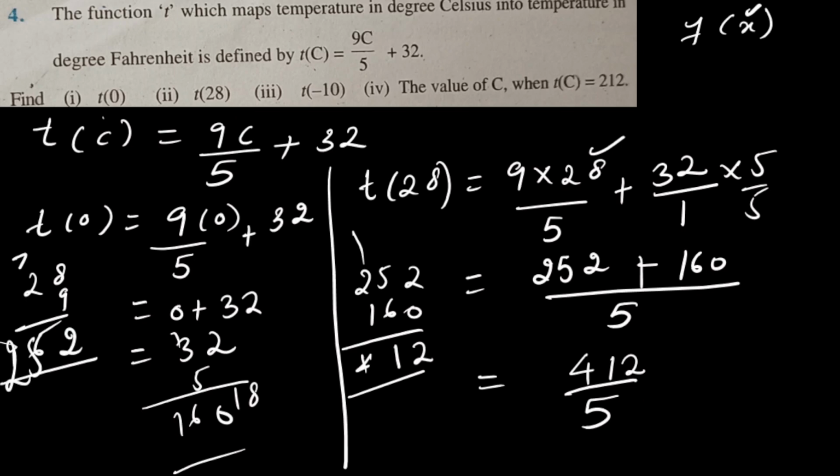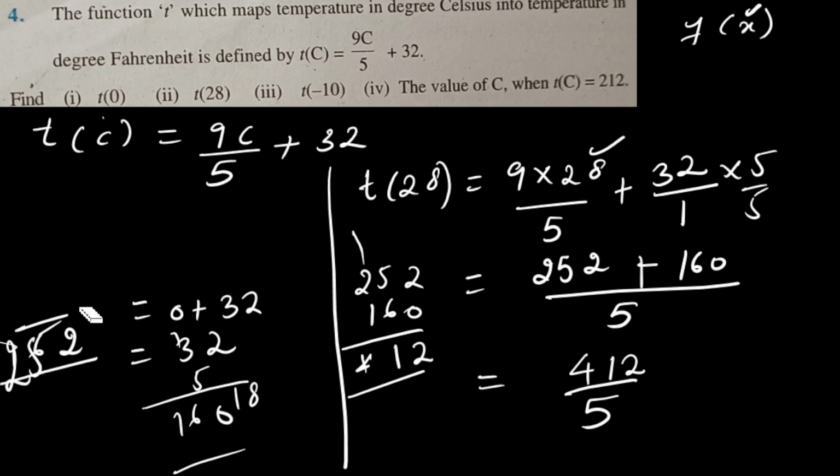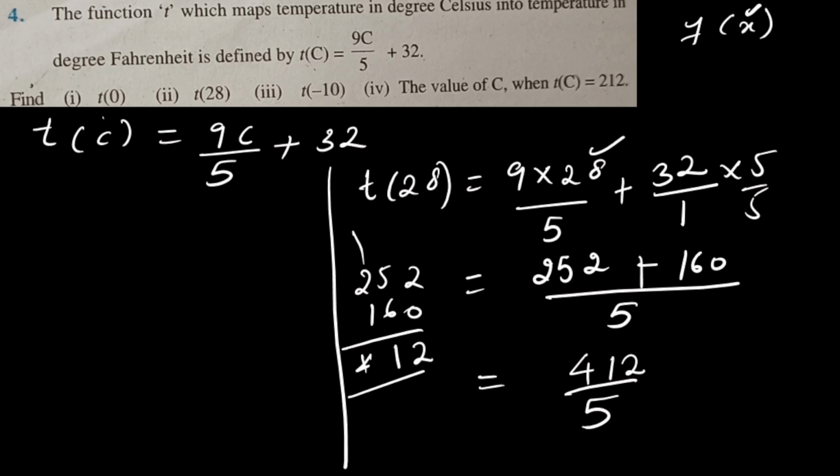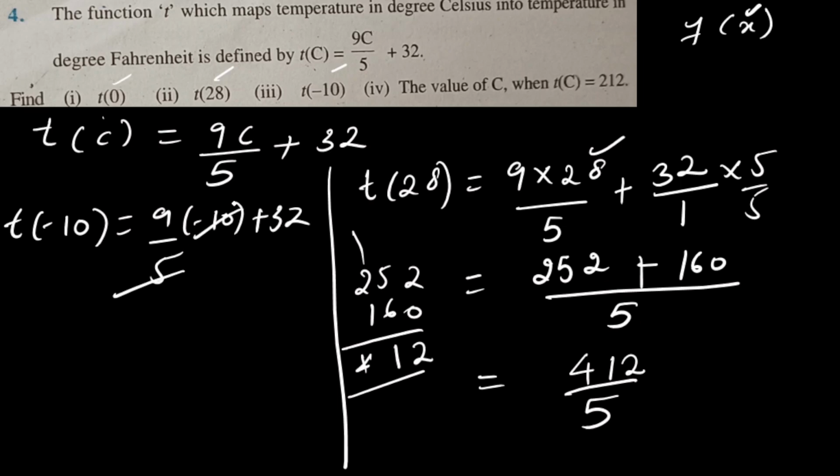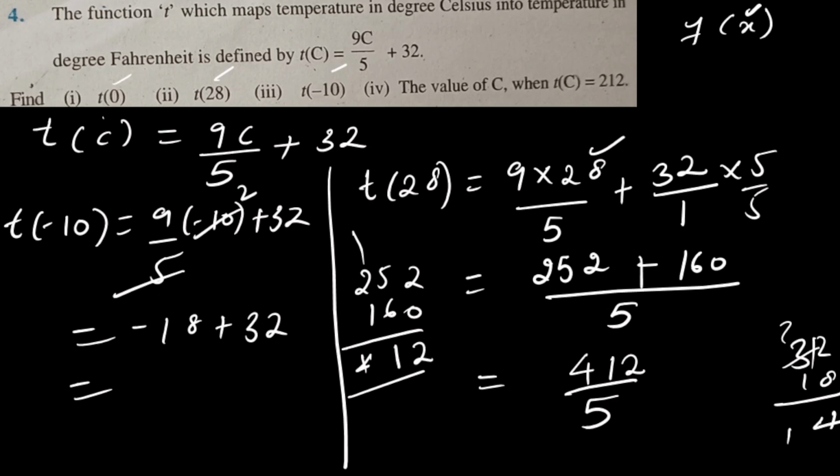Next, the third part we will do, only substitution is there. Whatever is written inside the brackets, that value we have to substitute as C, like we did in the first one. Now C's value is minus 10. So T of minus 10 is equal to 9 by 5 into minus 10 plus 32. Here we can do cancellation, 5 into 2. 9 into minus 2 is minus 18 plus 32. So when we subtract, what will we get? 32 minus 18, 14. So it was a very simple calculation. Now let's do the last part of this one.